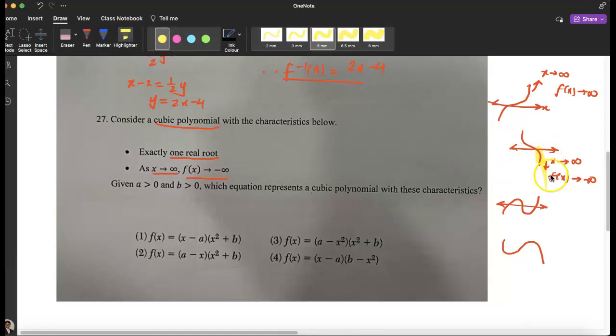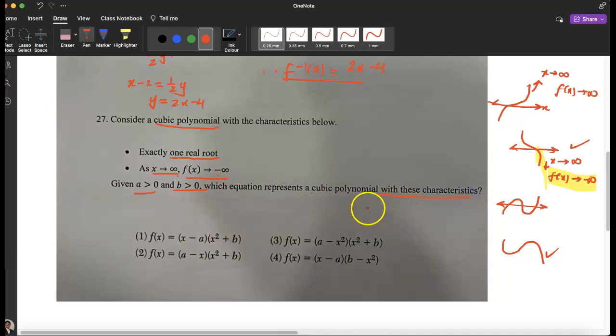That's what we write mathematically like this. But it's going down basically. So what they're saying, as your x gets larger, the function is going down. So either it can be this or it can be this. One of these. Okay. A is greater than 0, B is greater than 0, means both are positive numbers. Which equation represents a cubic polynomial with these characteristics?